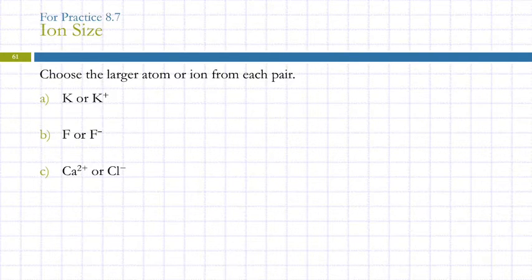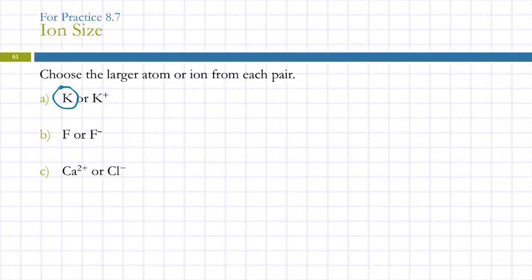So, predicting ion size. Choose the larger atom or ion from each pair. So, potassium or potassium ion, which is bigger? Potassium. So, I explained it in a more thorough way, but the simple way is to think about what's the difference between these? How do I make a potassium ion from a potassium atom? I take an electron away.